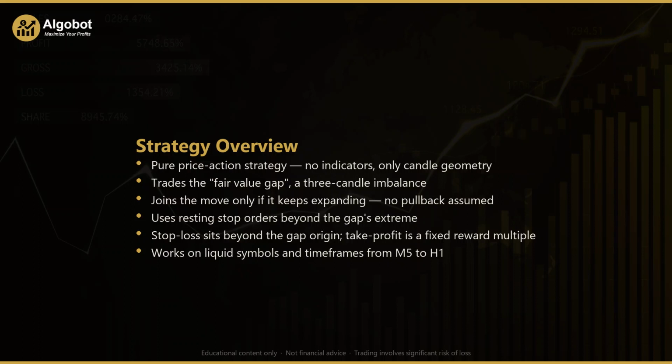To do that, the strategy places a resting stop order a small buffer beyond the trio's extreme. The order only becomes active if price pushes to a brand new extreme in the same direction. If price stalls or reverses instead, the order is simply canceled and nothing happens. The gap itself is the thesis, so the protective stop is parked just beyond the gap's far edge.